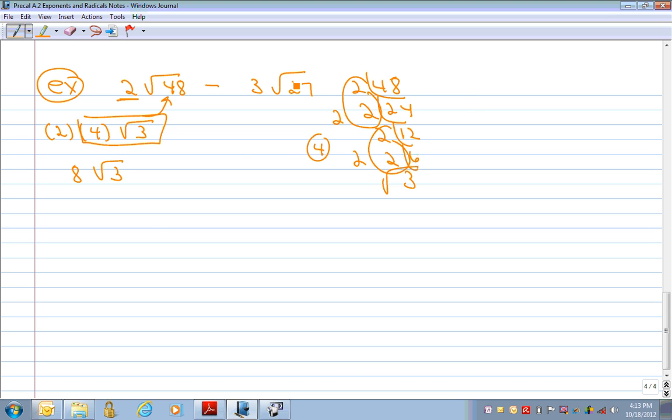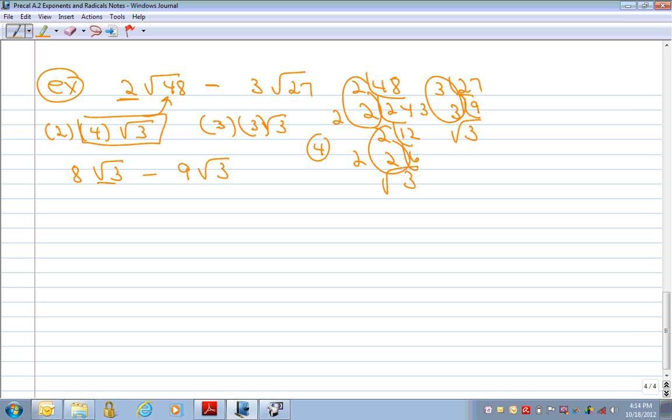Let's see about 27. So if I take 27, I can't divide by 2, but I could divide by 3 and get a 9, divide by 3 and get a 3. I have one pair. That 3 comes out of the house. This guy stays home. So I already had the minus sign. I already had that first 3. And now the square root of 27 is equal to 3 square roots of 3. So 3 times 3 would be 9 square roots of 3.